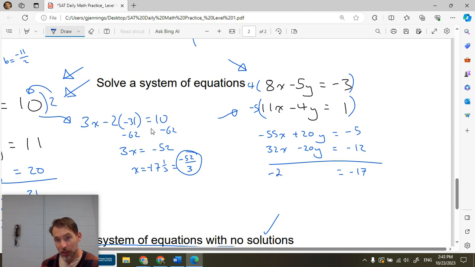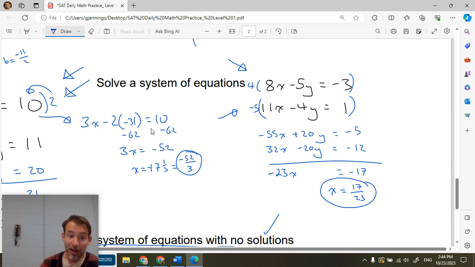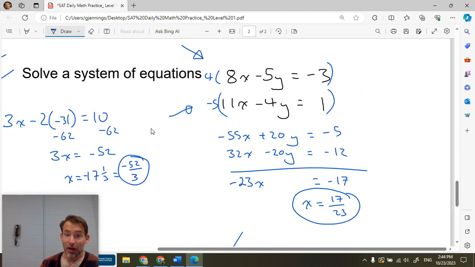Negative 23x is equal to negative 17, so x is equal to 17 over 23. One way to now proceed would be to substitute that back into the original equation. Another way is to solve it with a different multiplication. So instead, I can multiply this one by negative 8 and this one by 11, and then I can eliminate the x's and solve for the y.